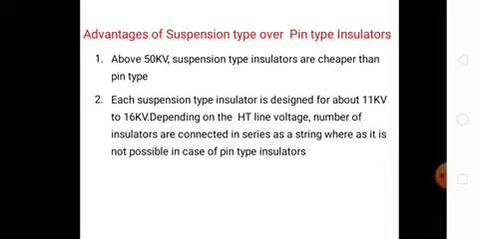So each suspension type insulator is designed for about 11 kV to 16 kV. Each disc handles approximately 11 kV to 16 kV, depending upon the high tension line voltage. The number of insulators are connected in series as a string, whereas it is not possible in the case of pin type insulators.